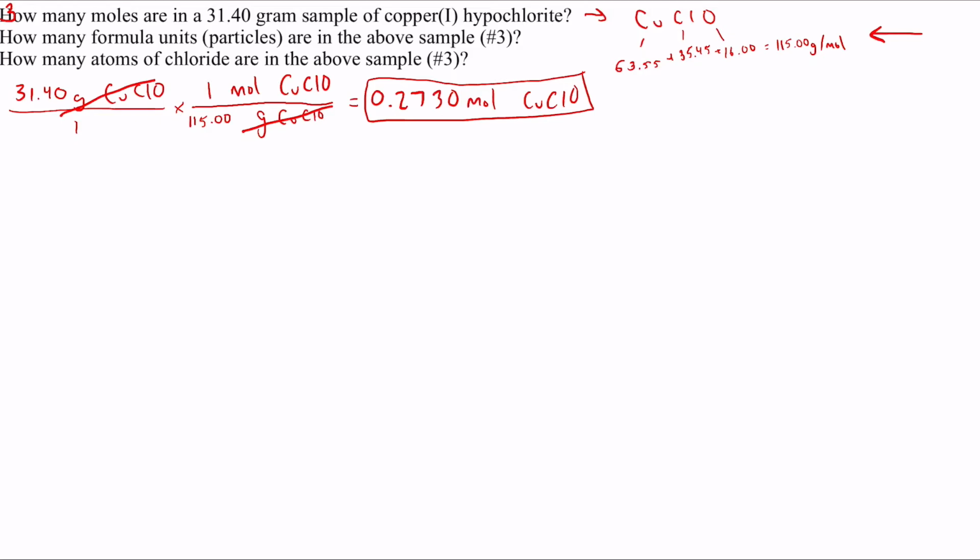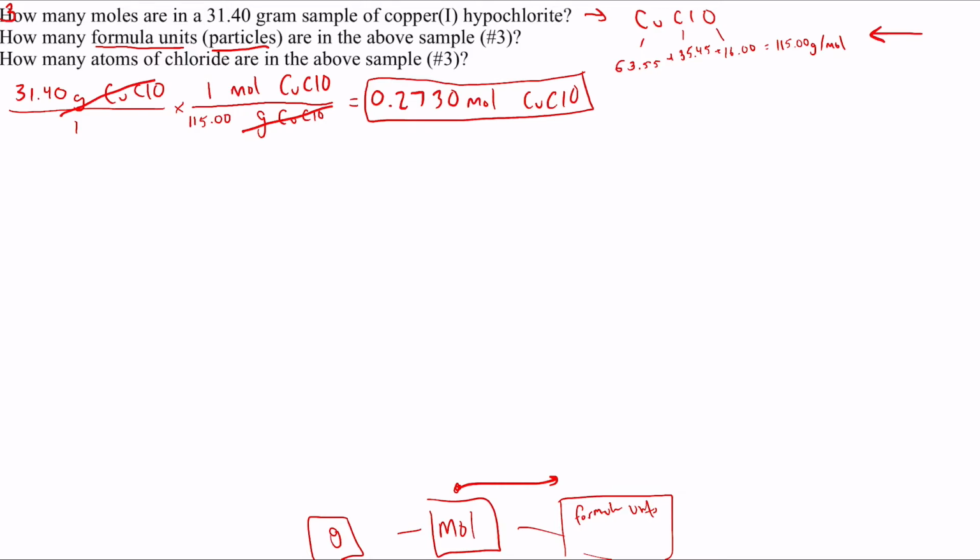Okay, the next question is how many formula units or particles are in the above sample? And they can use either of these terms. Formula units or particles, both basically mean the same thing. So for this one, we're going to formula units. And if you remember the mole flow chart, on one side of it is grams, the other side is moles, and then if you keep going over here, you're going to have formula units. So what I would do is start with moles and then go right to formula units, meaning I'm going to start with the answer that we just came up with.